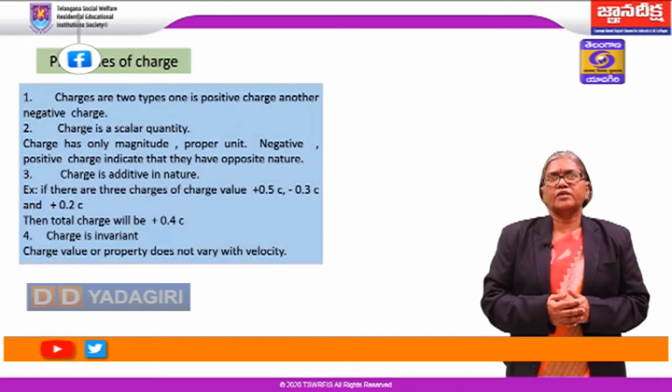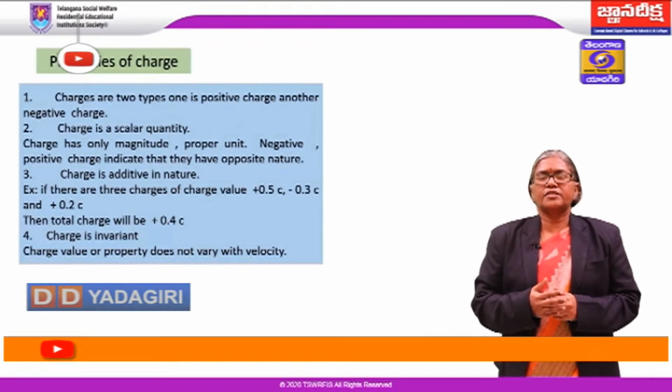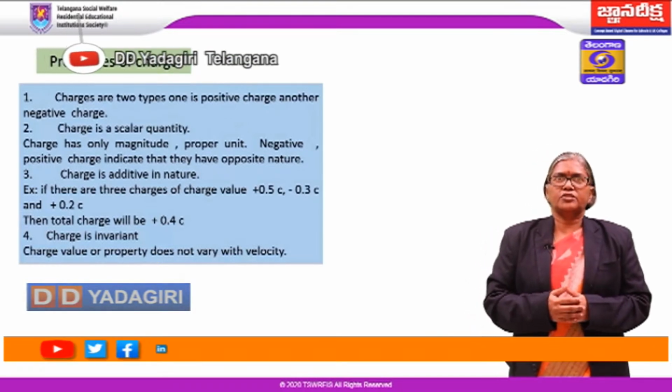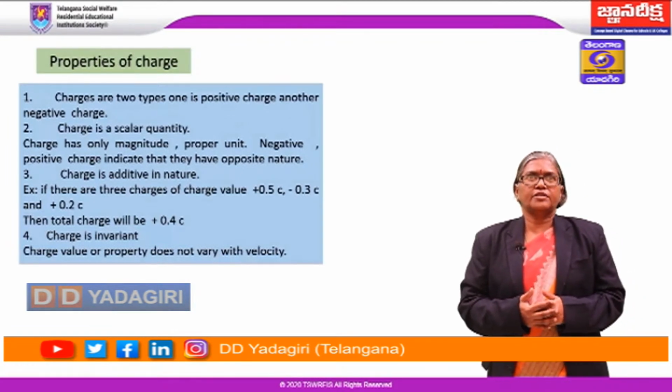So the next property of the charge is invariant. Invariant means it does not change with velocity. Charge value or property does not vary with velocity.